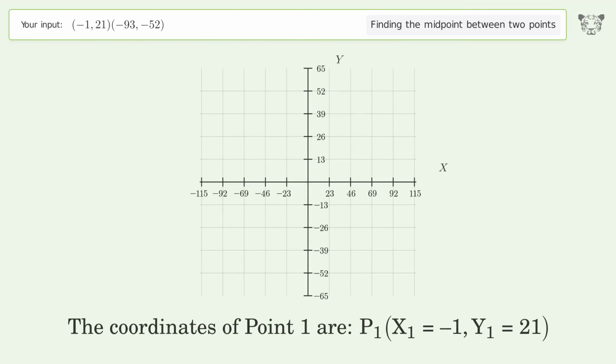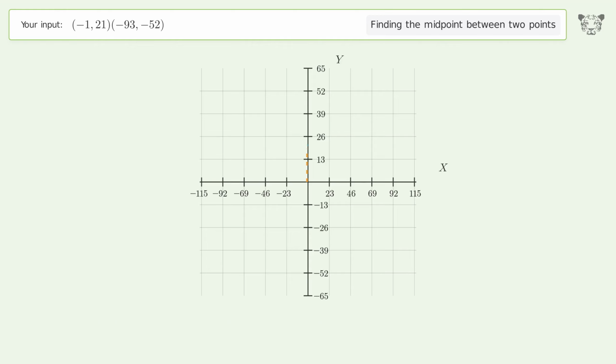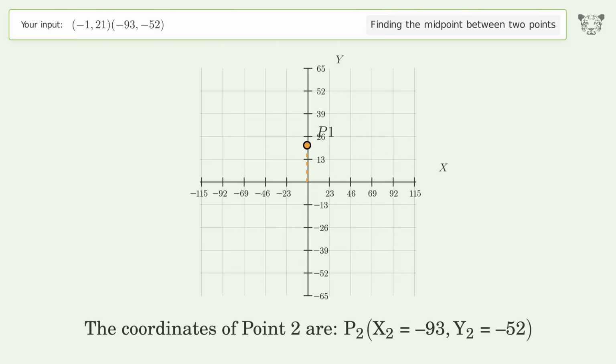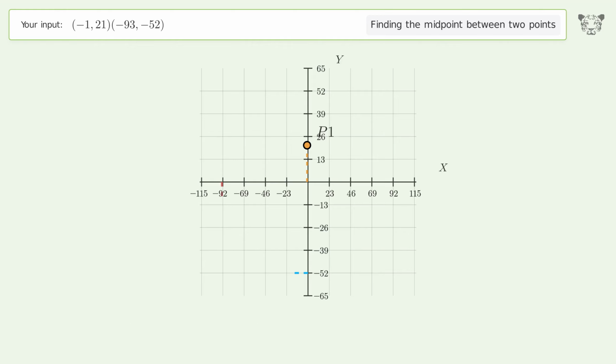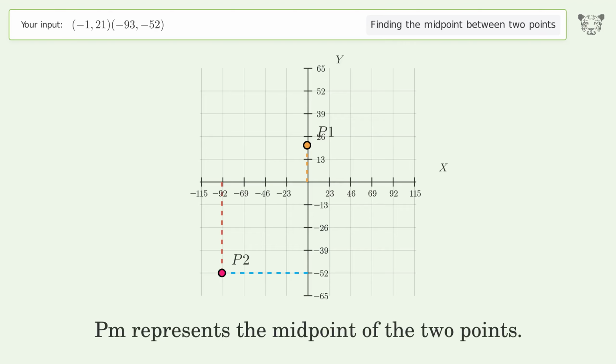The coordinates of point 1 are, x1 equals -1, y1 equals 21. The coordinates of point 2 are, x2 equals -93, y2 equals -52. PM represents the midpoint of the 2 points.